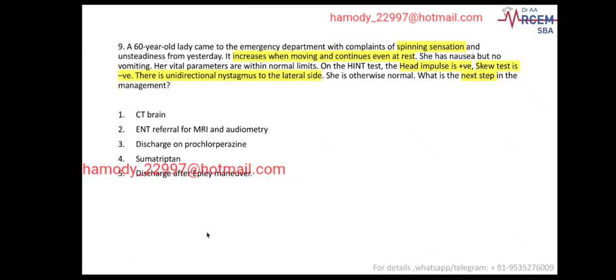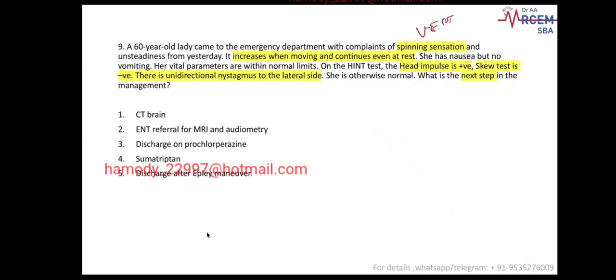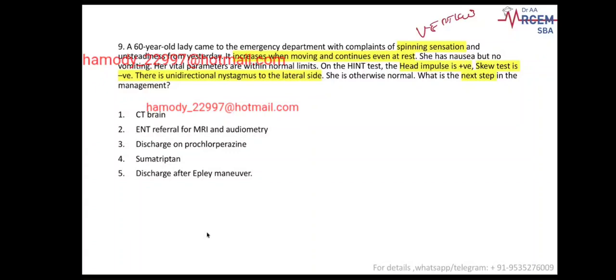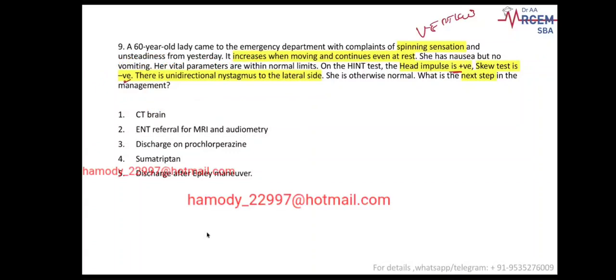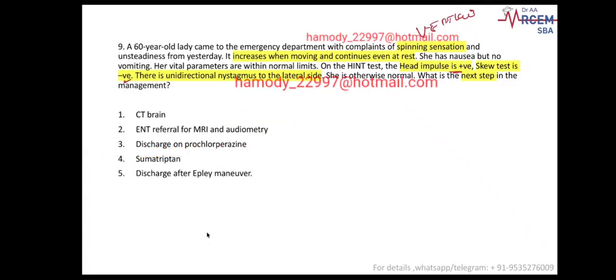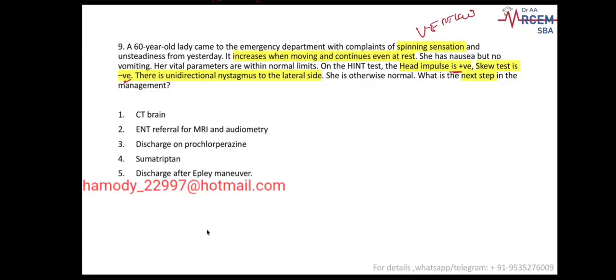A 60 years old lady brought to the ED department with a spinning sensation. That means the lady is having vertigo. Increases when moving and continues even at rest. Head impulse test is positive, Q test is negative. This itself is enough for me to say it is vestibular neuritis. So is it vestibular neuritis? Let's see. There is a unidirectional nystagmus on the left side. What is the next step in the management?